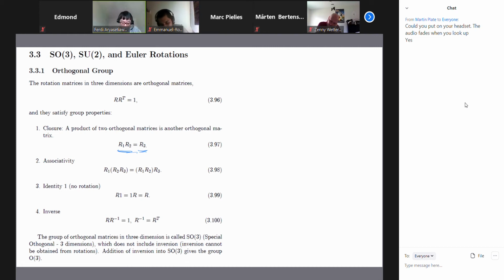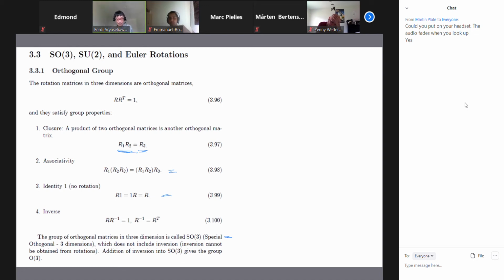And obviously we have associativity, and we have identity, which means there is no rotation. So that's the unit matrix. And we have an inverse, of course. We make a rotation, and it's always possible to rotate back to the original position. So this set of orthogonal matrices then forms a group. This is called SO3. So it's special orthogonal, and the 3 is for 3 dimensions. So there's a name here.